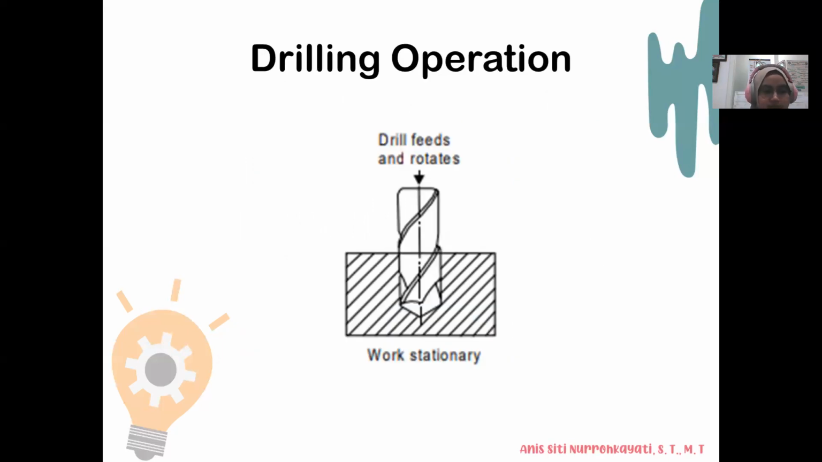This is the figure of the drilling operation. This is the operation of making a circular hole by removing a volume of metal from the job by a rotating cutting tool called a drill. Now we rotate the drill so the workpiece has a hole. Drilling removes solid metal from the job to produce a circular hole.